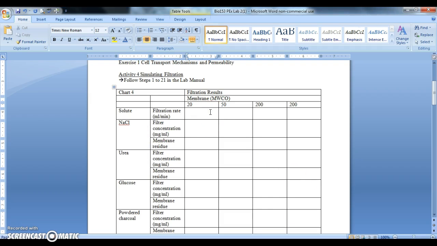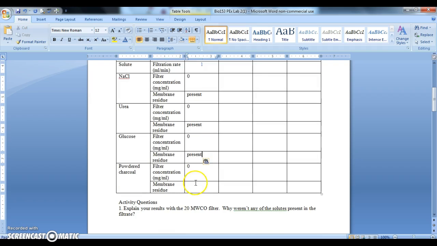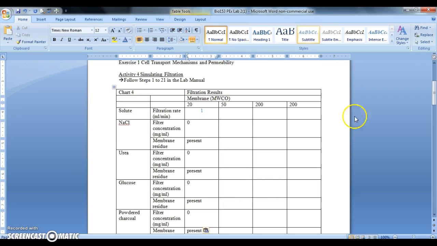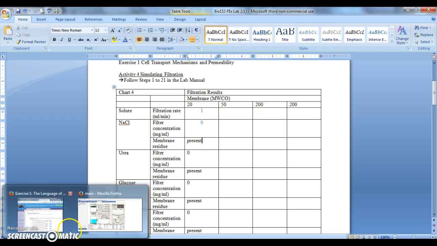So then I would put the filtration rate, 0, 0 for all of these, and then I would write present for all of those. I like to shortcut and copy and paste when I can. I was playing with this earlier, so you notice how this one is centered in blue. Generally that is what I would probably do just to make it look nicer. You don't have to do that. I just like things to look nice and neat, and I like the answers to stand out.